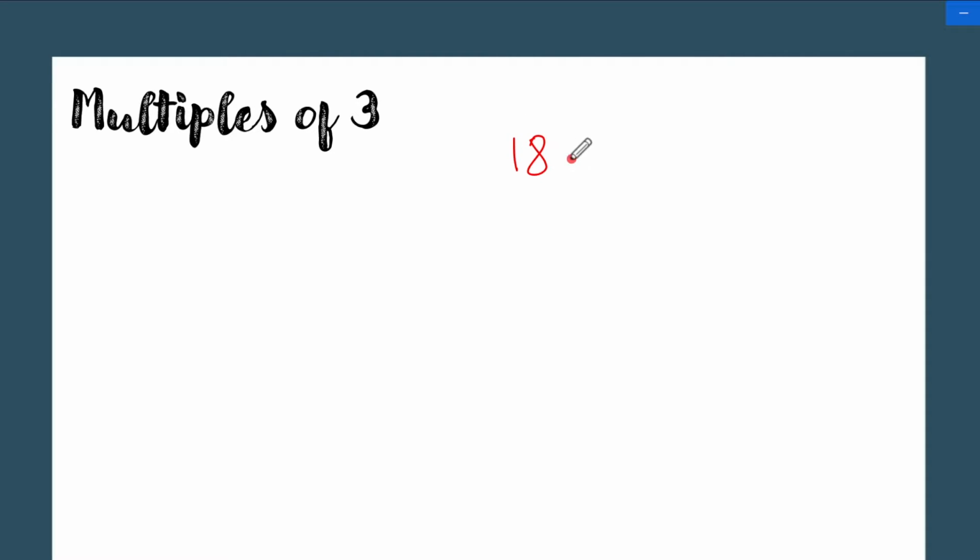Did you say 18? Oh, 18, right. I'm going to check 18. 18, when you add up the digits, is 1 plus 8, which gives you 9. And 9 divides exactly by 3. So it means that 18 is going to divide exactly by 3. It does not give you the answer. It just tells you yes or no.